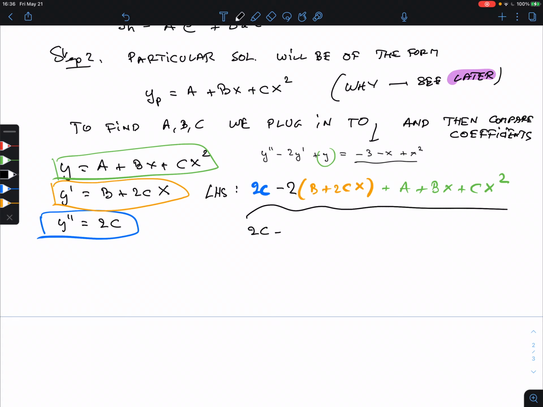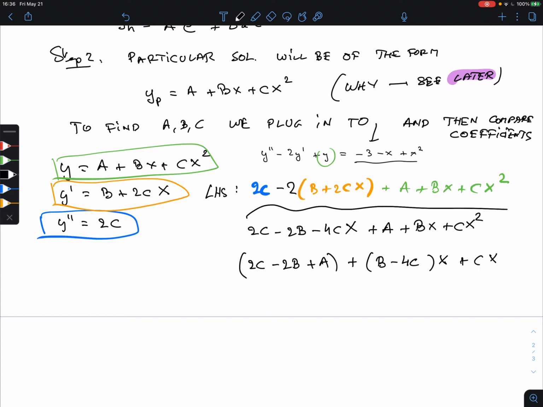So we have 2c minus 2b minus 4cx plus a plus bx plus cx squared. So I'm going to group the constant terms: 2c, sorry, I forgot one, 2c minus 2b plus a, that's the constant term. Then the terms that have an x in it, we have a b and a minus 4c. Let me write this one this way. And then finally we have the cx squared.